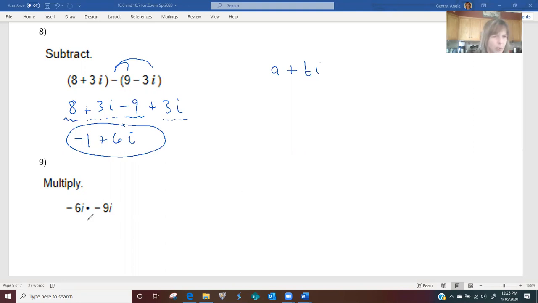Now, when you're multiplying, you're not multiplying radicals now, you're multiplying imaginary. So negative times negative is positive. 6 times 9 is 54. i times i is i squared. Then you have to say I can't answer with i squared. i squared is negative 1. Memorize that. So 54 times negative 1 is negative 54.